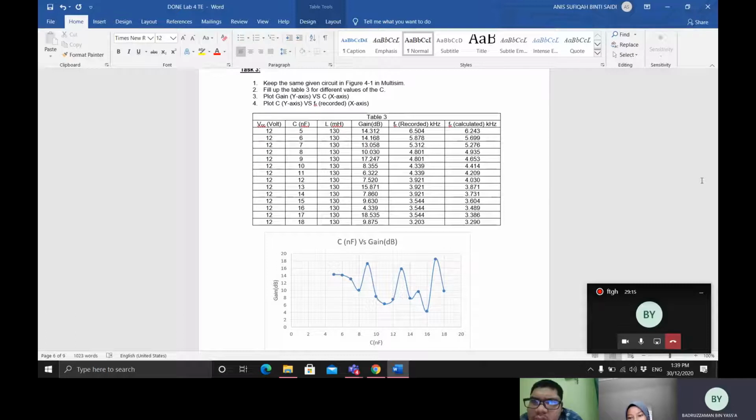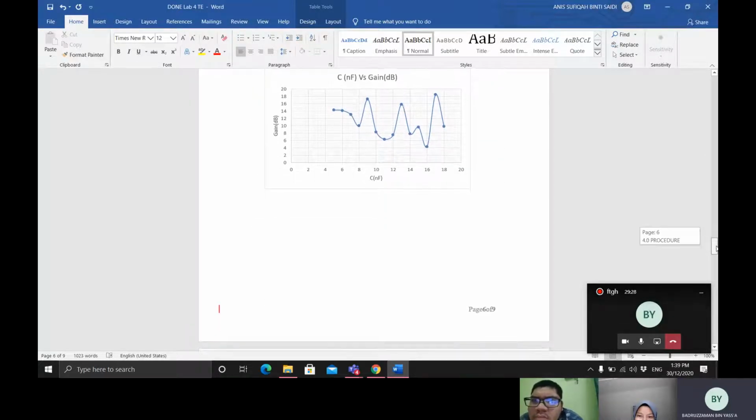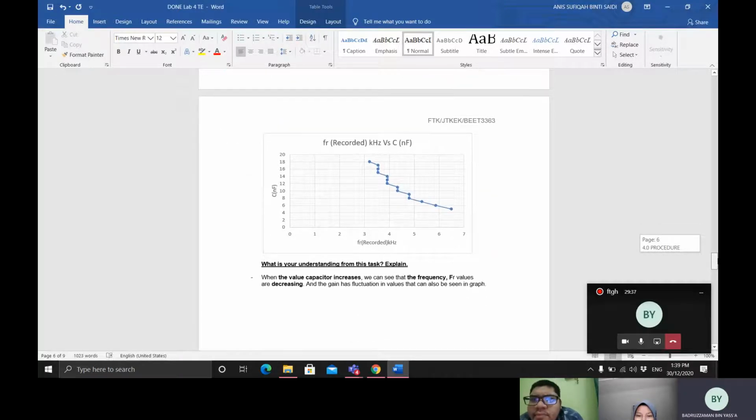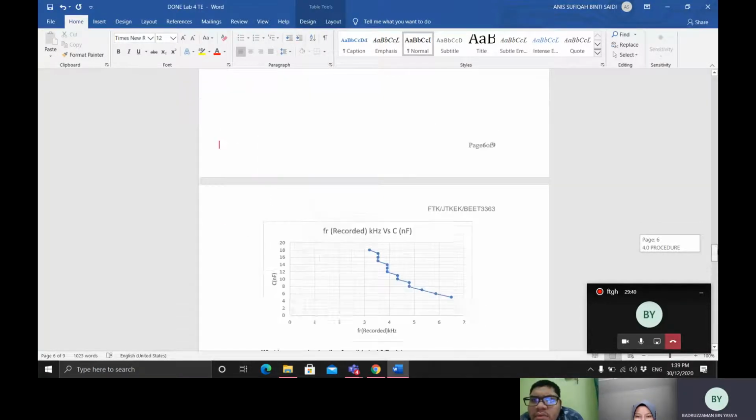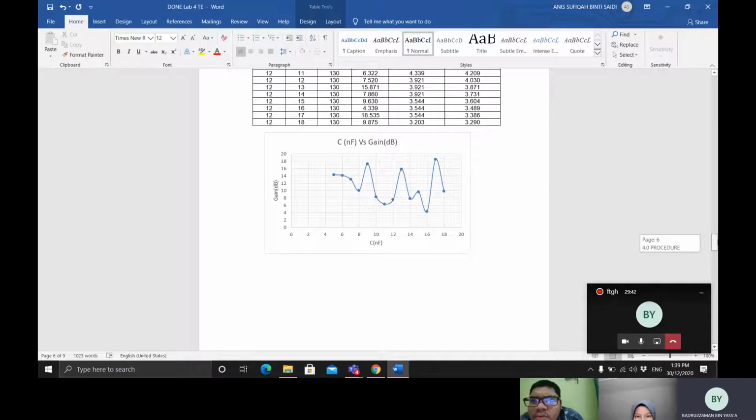versus gain. From the values in the table, the graph sometimes decreases and sometimes increases, so the graph is a bit unstable. The maximum from that graph is at 17. When the capacitor value is 17, that is the maximum gain we can achieve from that graph.